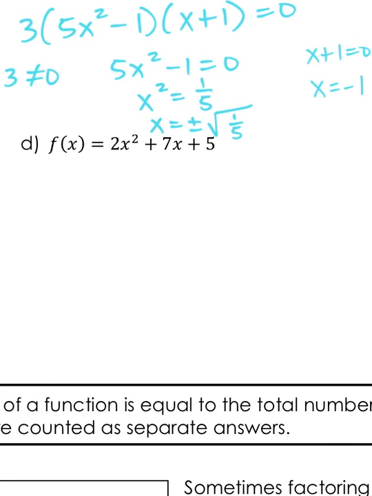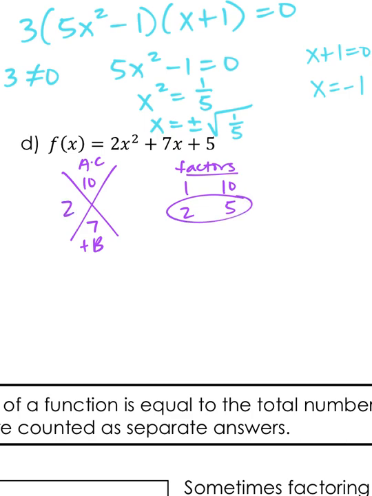For D, we're going to use bottoms up to factor. A times C on the top plus B on the bottom. 2 times 5 gives me 10. B is 7. My factors of 10 are 1 and 10 or 2 and 5. The ones that add up to 7 are 2 and 5, so I'm going to use those. But I do need to divide back by my A term.